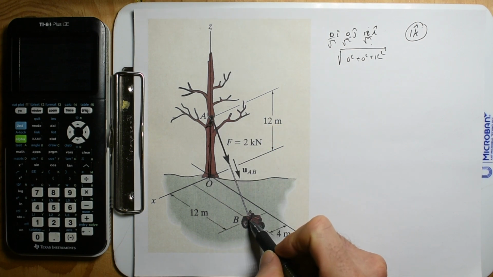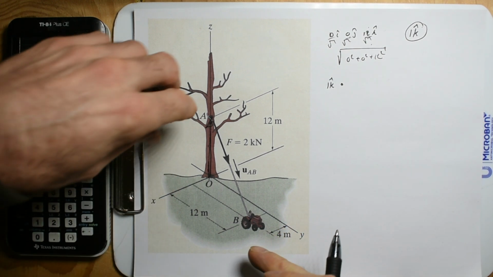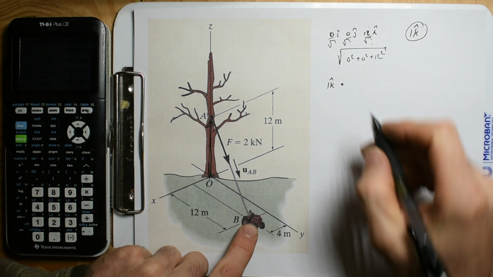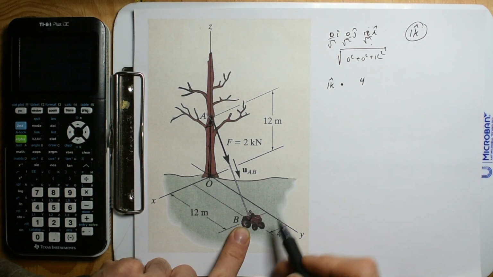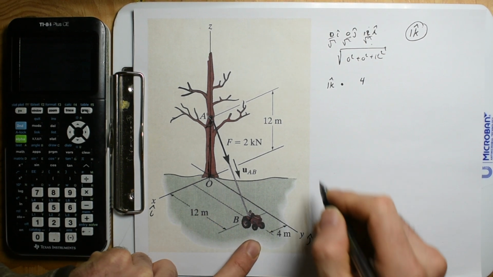And we're going to do it, so I have 1k, and we're going to dot it with this unit vector. And we're going to write it out. So we have a distance of 4 in the k direction. I'm sorry, a distance of 4 in the I hat direction. This would be the j hat.